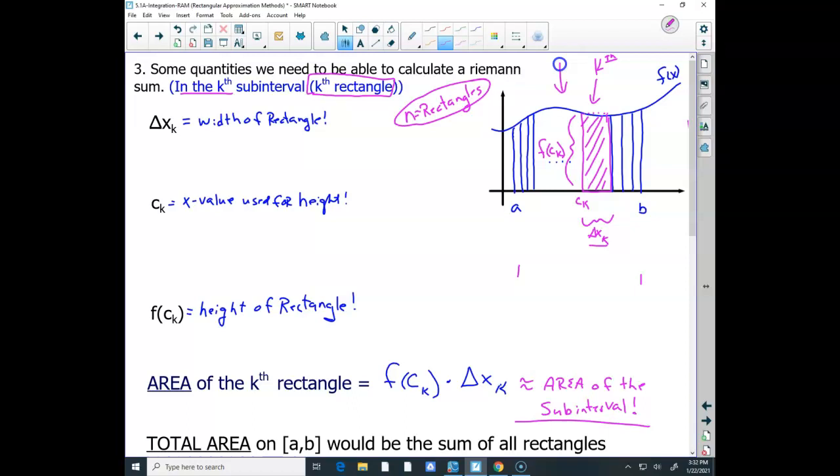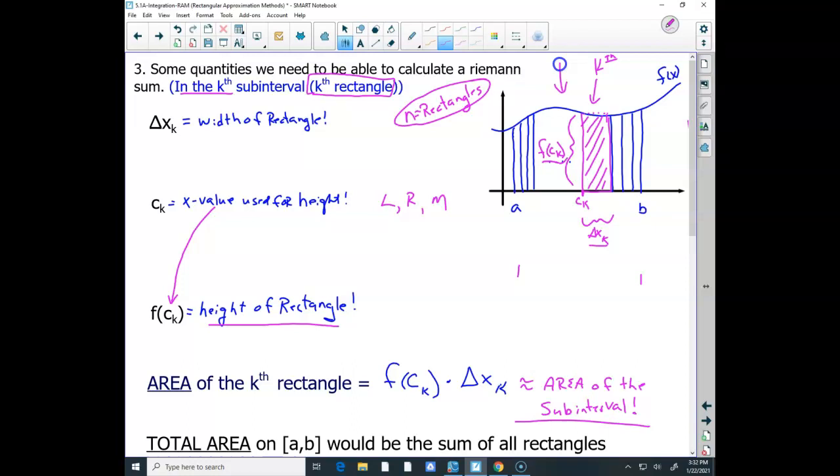What I need to do is pick an x value within my subinterval, within the width of my rectangle. We are going to pick nice points: left, right, or middle. In this case, my c sub k was a right endpoint. Because this is my c sub k, how we find the height of the rectangle is we plug that x value into our function, and that gives us our y value, or our f of c sub k.